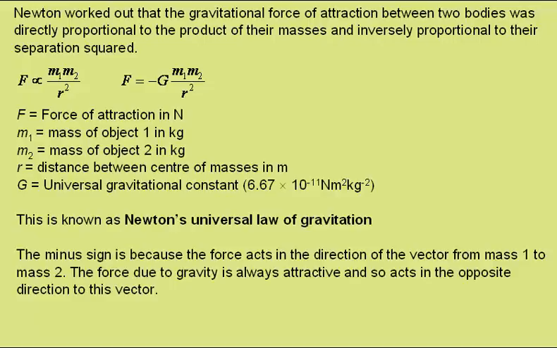This is known as Newton's universal law of gravitation. The minus sign is because the force acts in the direction of the vector from mass 1 to mass 2. The force due to gravity is always attractive, and so acts in the opposite direction to this vector.